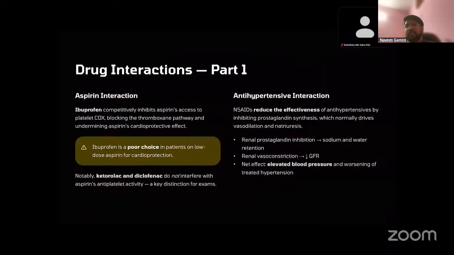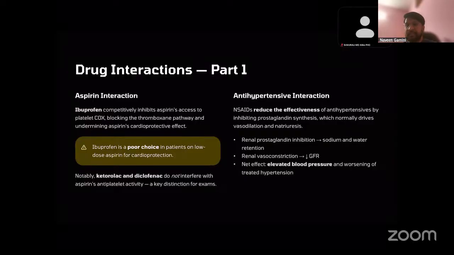The NSAIDs are notorious for having drug interactions. So we'll talk about various drug interactions. First thing is aspirin. Ibuprofen will competitively inhibit aspirin's access to platelet COX, thereby blocking the thromboxane pathway, and it will undermine aspirin's cardioprotective action. So ibuprofen is a poor choice in patients on low dose aspirin for cardioprotection.